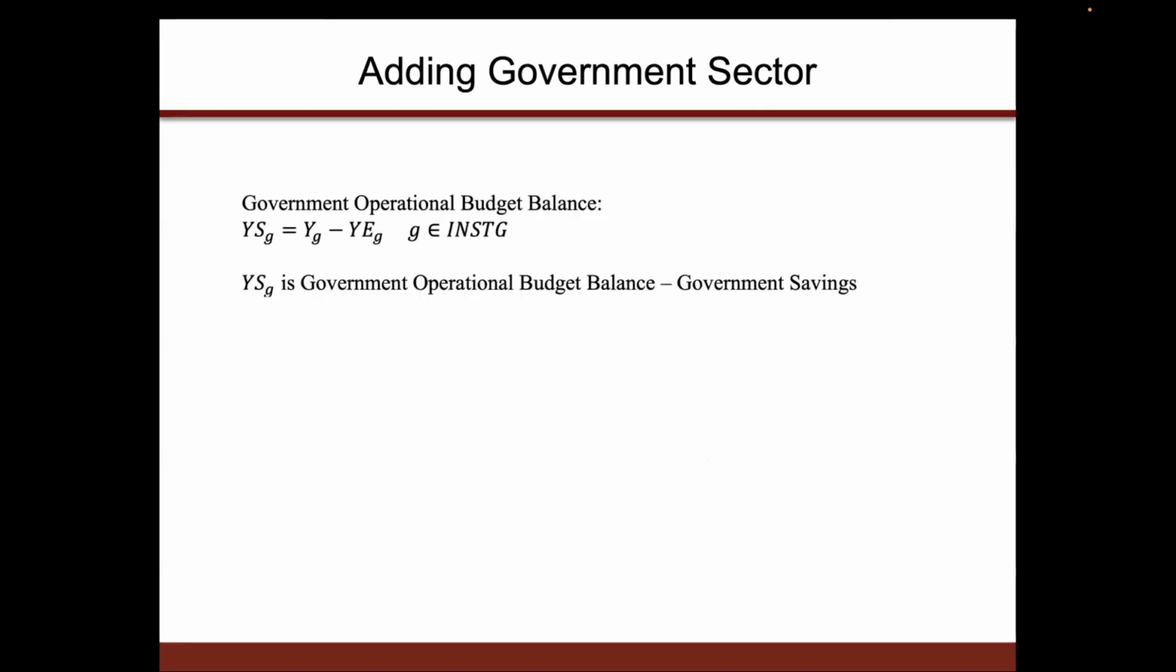The operational budget balance, again, is very simple. It's the revenue minus the expenditure. And the operational budget balance is the same as the government savings contribution to national savings. So you have to be aware that this is a little different from the normal government balance, which also includes investments of government and therefore is more the net financing of government.